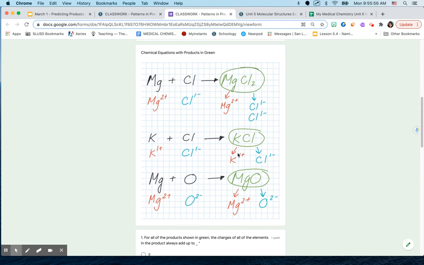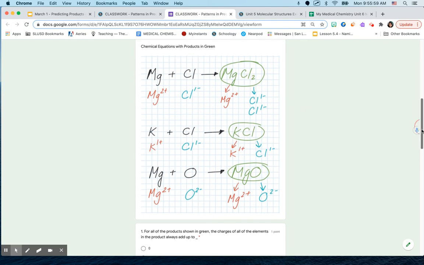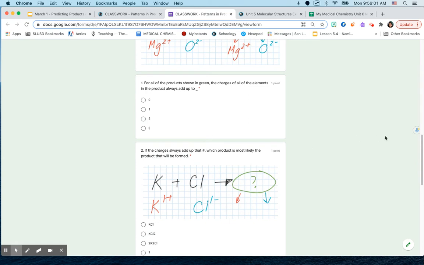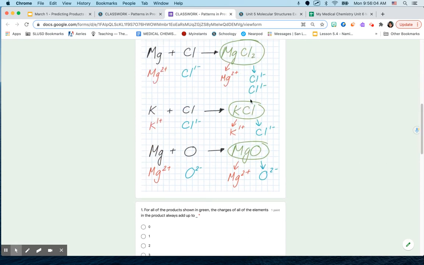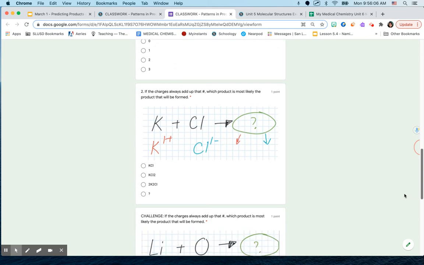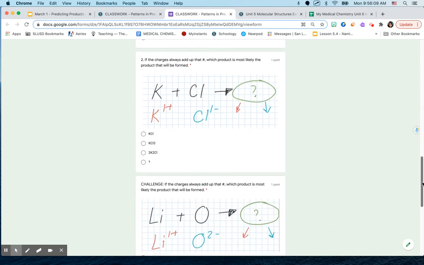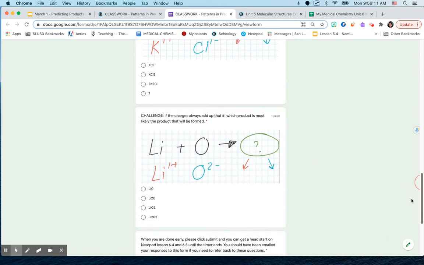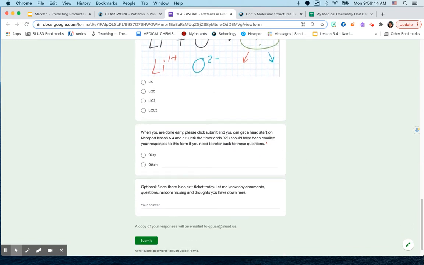So this image here should help you out with all of the questions below. Right, so you're trying to find the patterns here in order to solve the problems here. Right. And then when you're done early, even if you don't get things correct, when you click on submit and then view score, it will let you know why when you start working on your homework Nearpod lesson 6.4. And then 6.5 is on something a little bit different.